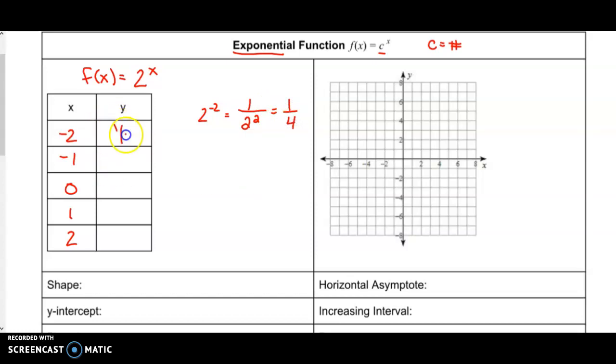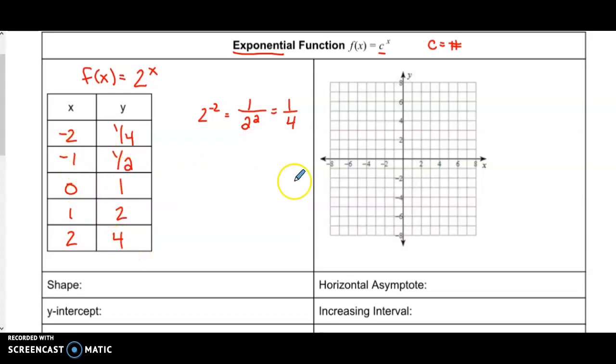So 2 to the negative 1 would be 1/2. 2 to the 0, anything to the 0 power is the number 1. 2 to the first is 2, and 2 squared is 4. So if you look at the 2, you get 4, and then negative 2, you get its reciprocal, 1/4. 1, you get 2, negative 1, you get its reciprocal, 1/2.